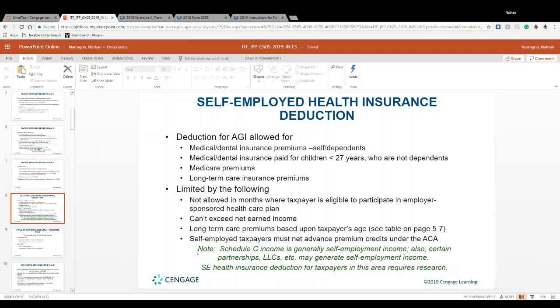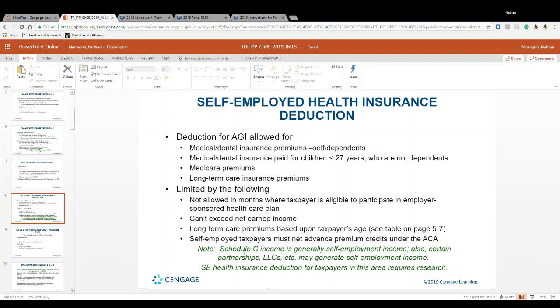And then the last part we got is self-employment taxpayers must net advance premium credits under the ACA, or the Affordable Care Act. That's basically what it is. Obamacare, which again, that looks like it's going to be going next year, but we still got penalties. Yes, sad if you don't pay this year.